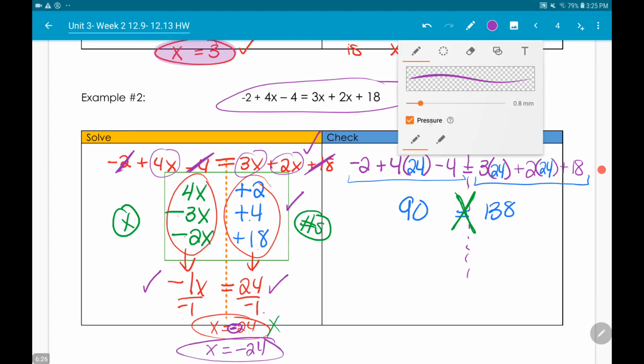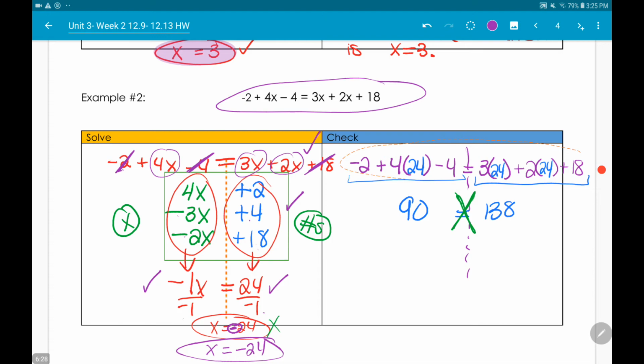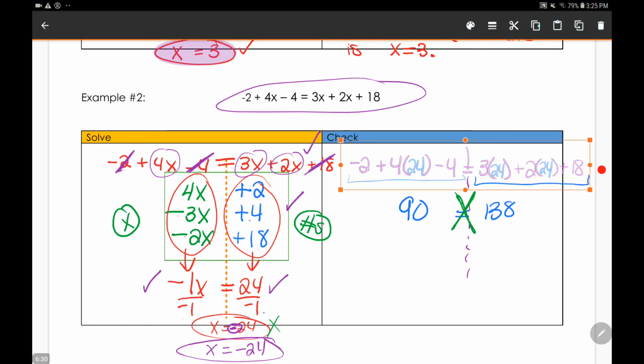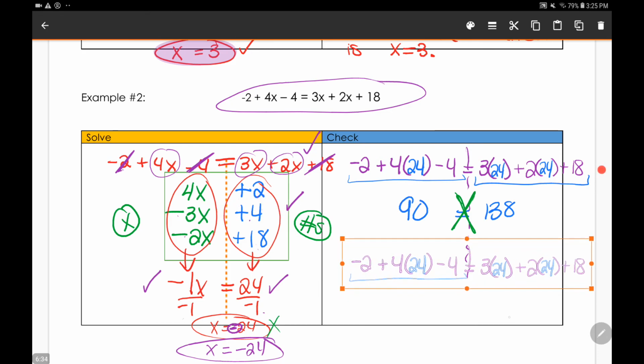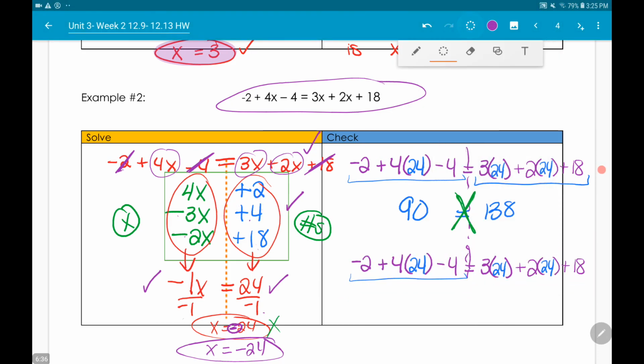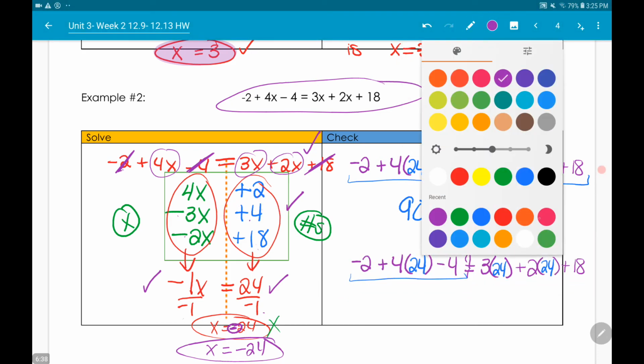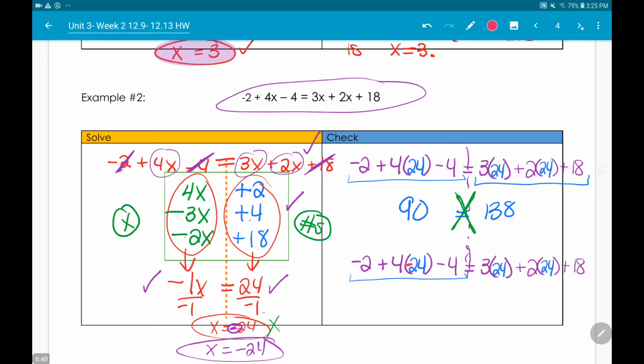So I got to check that one now. So since it's the same thing, I'm going to copy and paste this. And it's not the same number though, because we just learned that that was not the right answer. So I'm going to change these all to negatives. And now let's see what we get. So -2 times, plus 4.